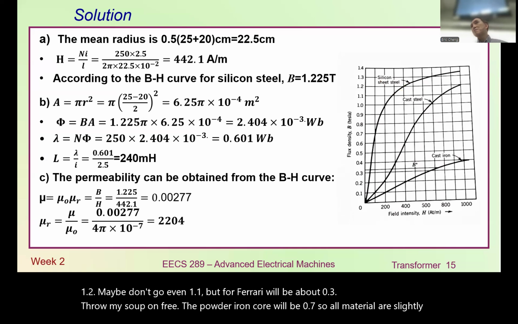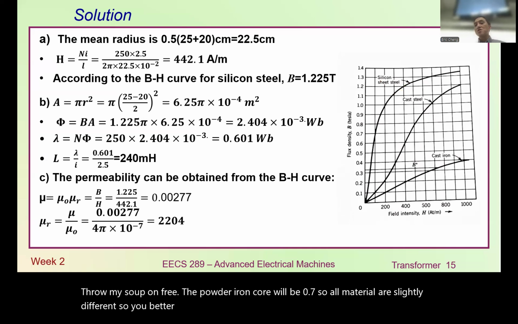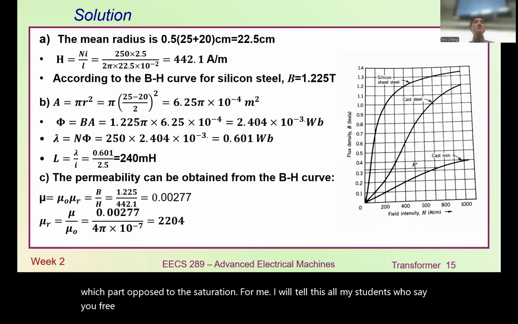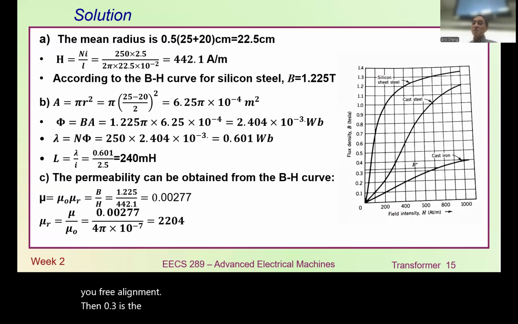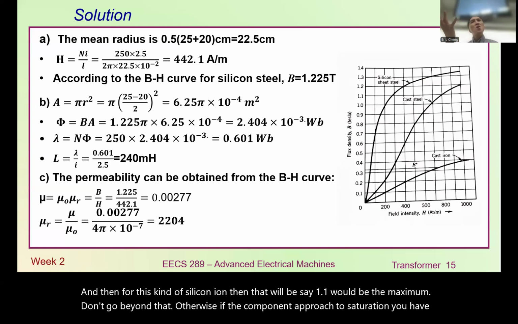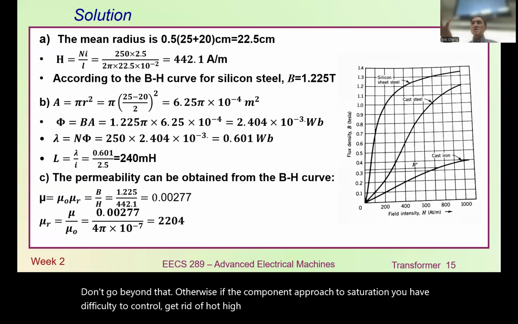So you had better check the manufacturer data, and check the BH curve to see which part approaches saturation. For me, I tell all my students that if it is ferrite, then 0.3 is the maximum. And for silicon iron, then 1.1 will be the maximum. Don't go beyond that. Otherwise, if the component approaches saturation, you have difficulty controlling it. You get really hot, higher losses. So we don't like that. And the permeability will get low.